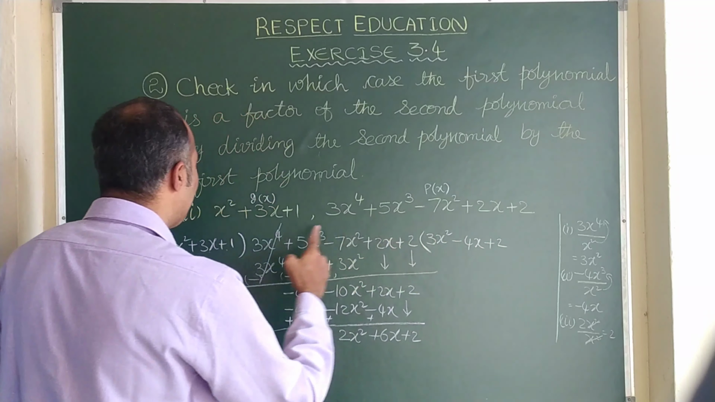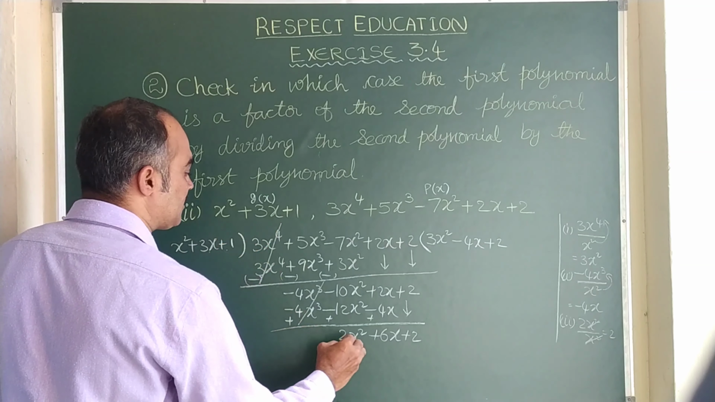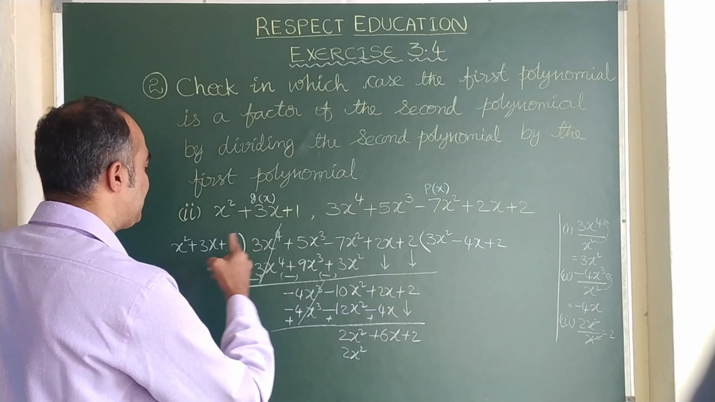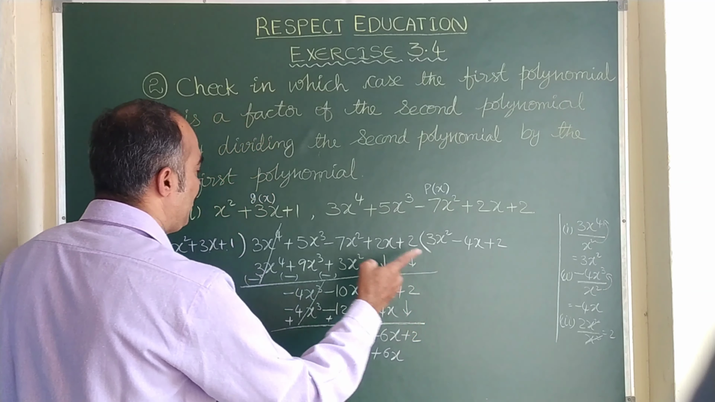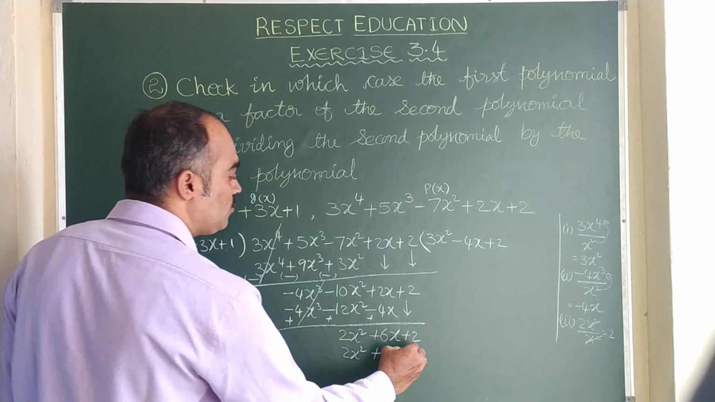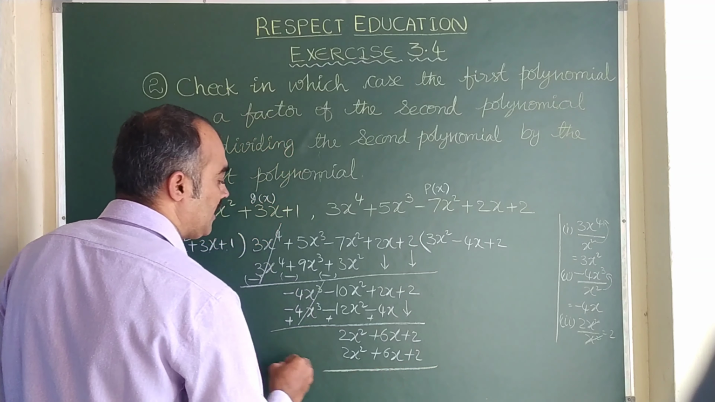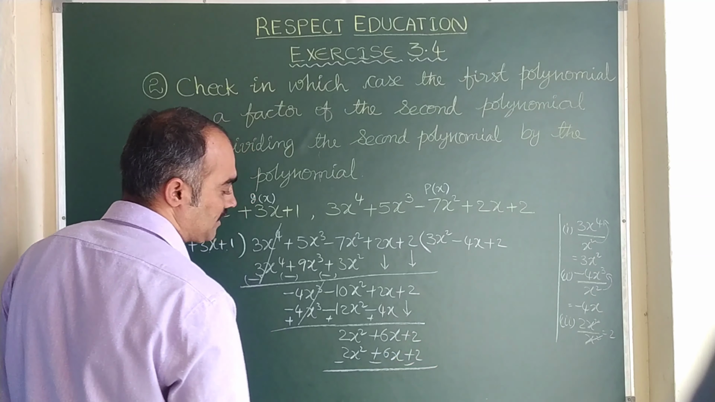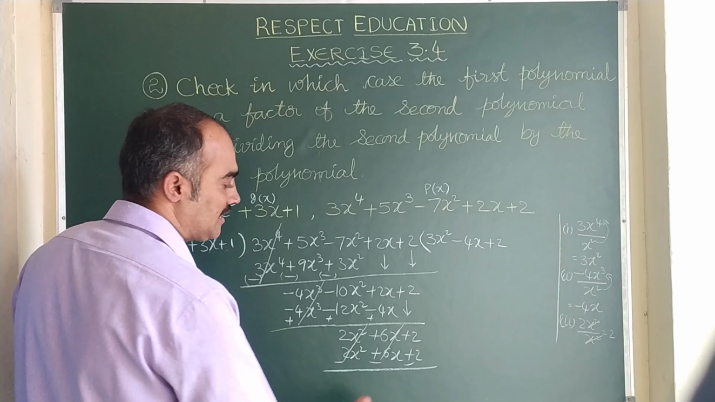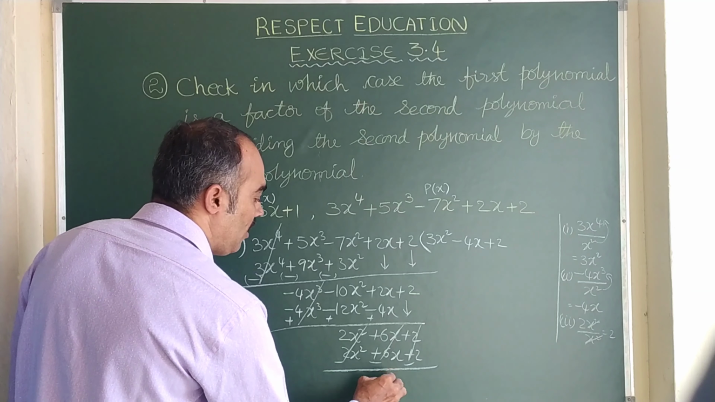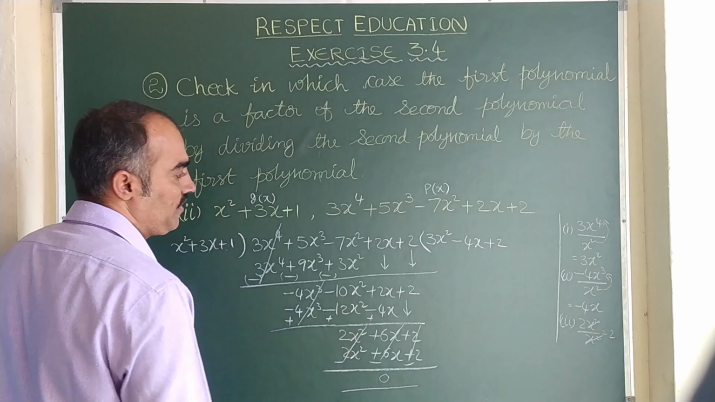With 2, let us multiply these 3 terms. 2 into x^2 is 2x^2, plus into plus is plus, 2 3s are 6x, it is plus 6x, plus into plus is plus, 2 1s are 2, so it is plus 2. Now let us subtract. So here 2x^2 minus 2x^2, plus 6x minus 6x, plus 2 minus 2, all get cancelled, so here the answer is 0.